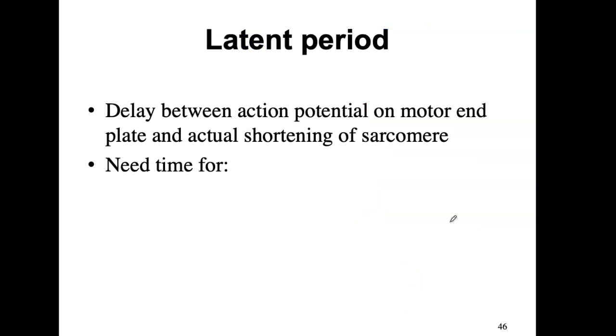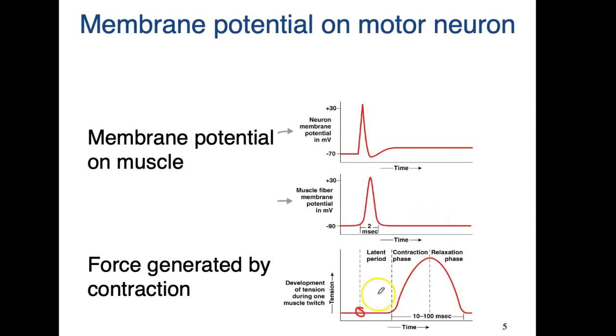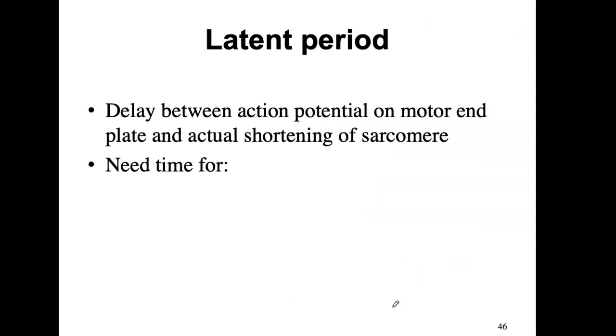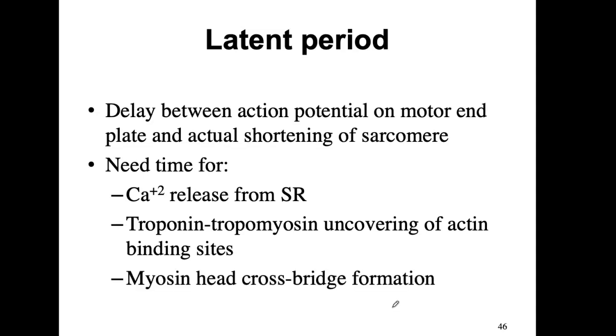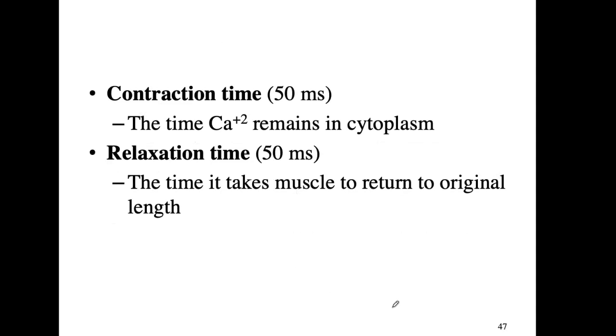First, let's look at that latent period. If I backtrack, the latent period here is the period between the time that the stimulus started and the time where you start to see a contraction. So it's the delay between action potential on the motor end plate and the actual shortening of the muscle itself, of the sarcomere. It needed time for calcium to be released, for the troponin and tropomyosin uncovering of the actin binding sites, for the myosin head cross bridge to form. And that's when it's finally going to happen.